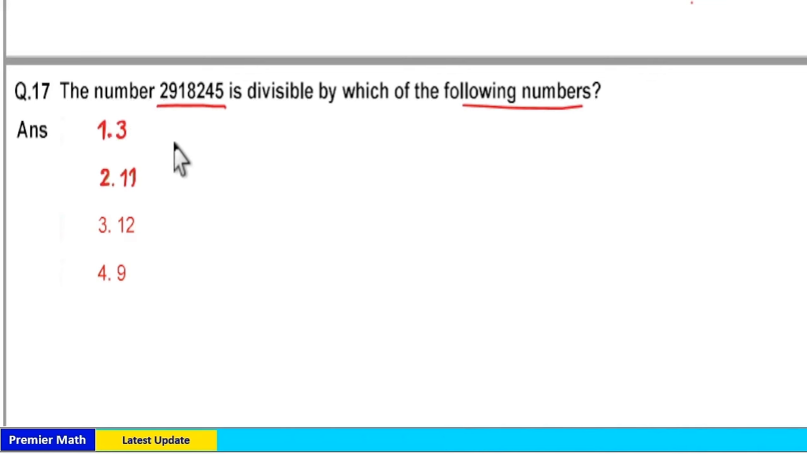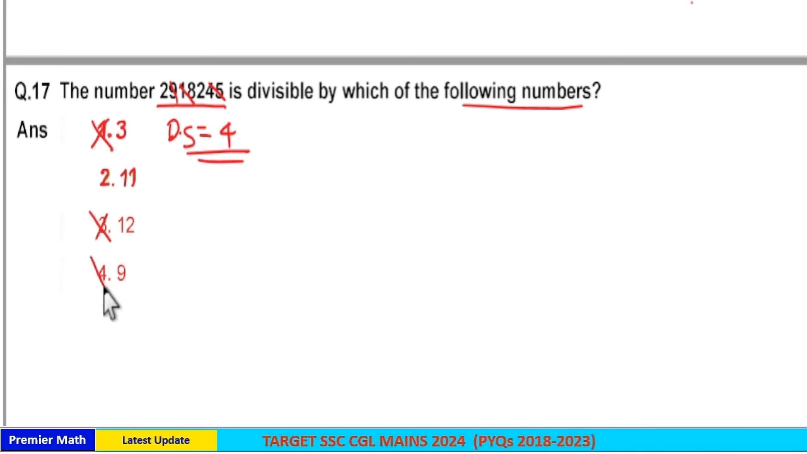Let's first take the digital sum of this number. Here, the digital sum is equal to 5 plus 4, 9 cancel, 8 plus 1, 9 cancel, 9 cancel. So, 2 plus 2, 4 is the digital sum of this number. Now, if 4 is the digital sum of the number, then this is not divisible by 3, 12, or 9.